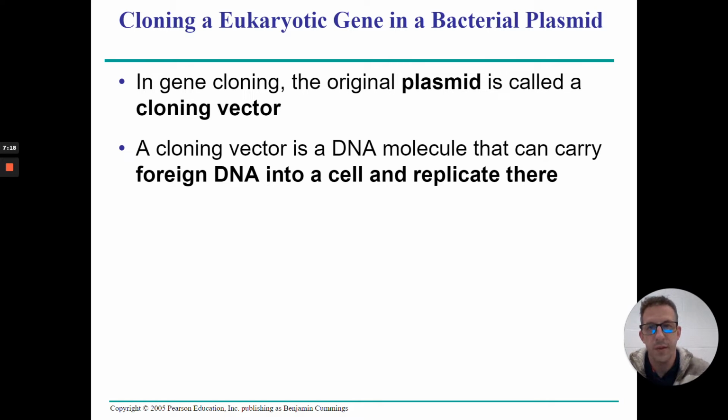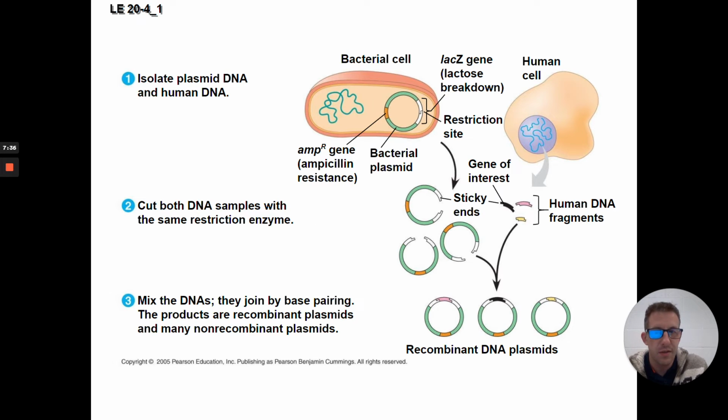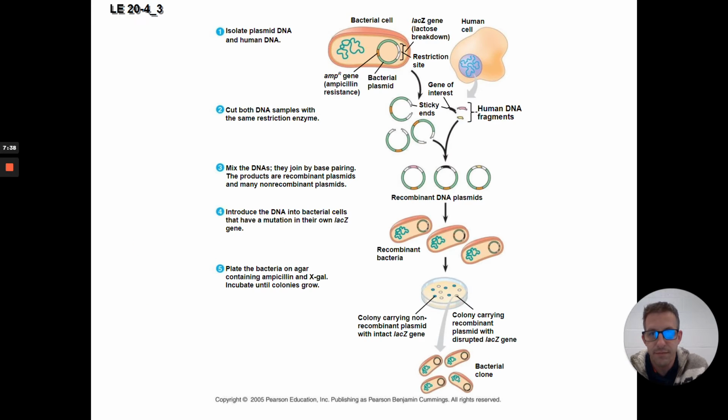But this is where I meant to go. So what we can do is clone eukaryotic genes in that bacterial plasmid and let it replicate. And so these are the 6 steps. And obviously there's much more that goes into this process here. But these 6 steps go with these descriptions that I've got on these slides here.